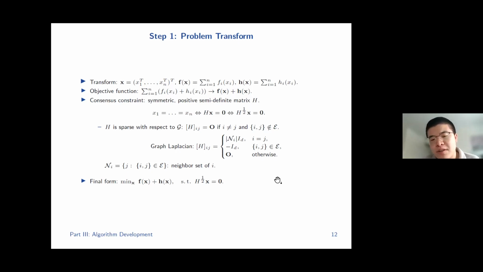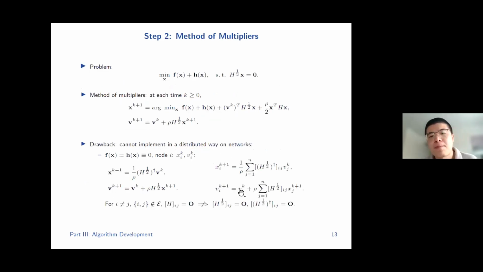Now we have transformed the original problem into this compact form. Now we use the method of multipliers to solve the problem. The method of multipliers includes 2 updates at each iteration: a primal update for the primal variable x and a dual update for the dual variable v. The method of multipliers performs well for solving this problem. However, it cannot be implemented in the networks.